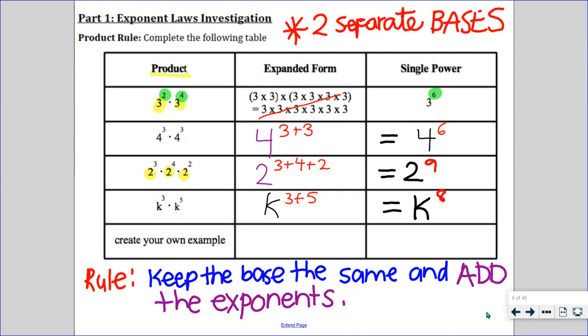So that is called the product rule. Also, next to product rule, please write 2 separate bases, because when we come to the power of a power rule, students often confuse the power of a power rule with the product rule. So 2 separate bases for the product rule. You have to show that you're adding your exponents. The rule is keep the base the same and add the exponents. Okay, let's move to the next one.